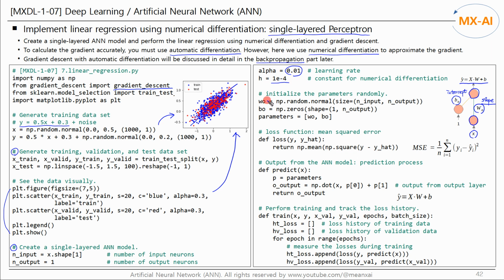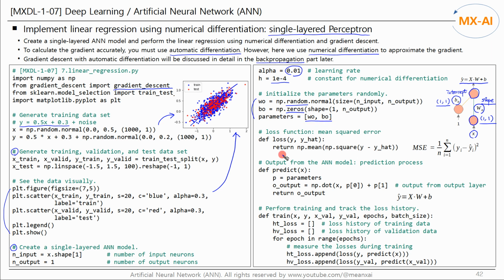Next, we initialize the parameters. W0 is a 1-by-1 matrix, and B0 is also a 1-by-1 matrix. The weight matrix W0 is randomly initialized, and the bias matrix B0 is initialized to 0. The parameter list contains the matrices W0 and B0.